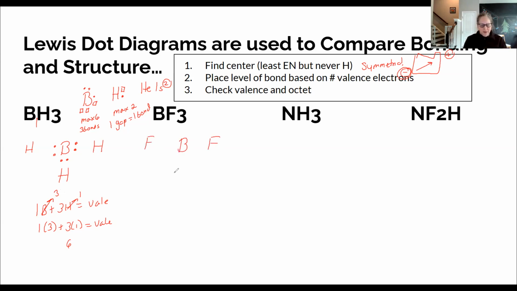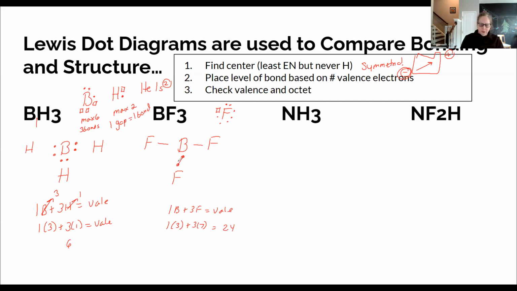Boron with 3 fluorines. Fluorine, 1, 2, 3, 4, 5, 6, 7 valence electrons, so he's missing 1. So he also only wants a single bond. What's different about this guy? We have 1 boron and 3 fluorines to get our valence electrons. 1 times 3 plus 3 times 7 is 24. So this is not our finished structure.